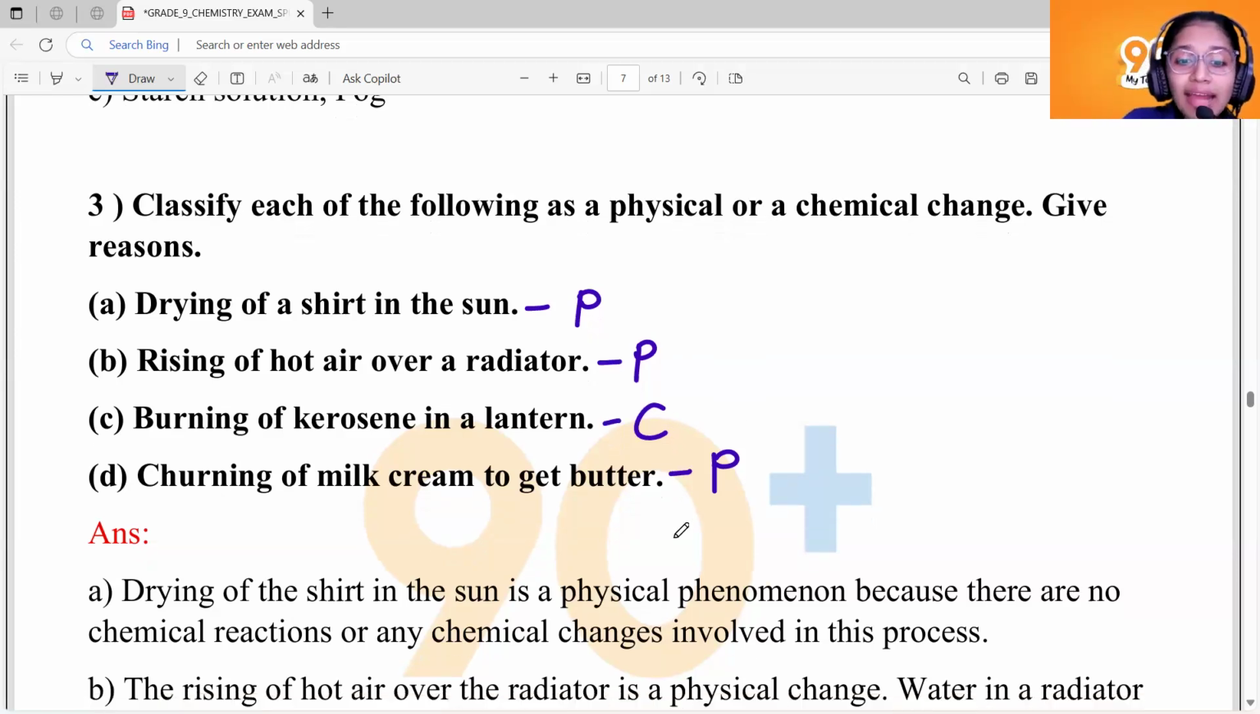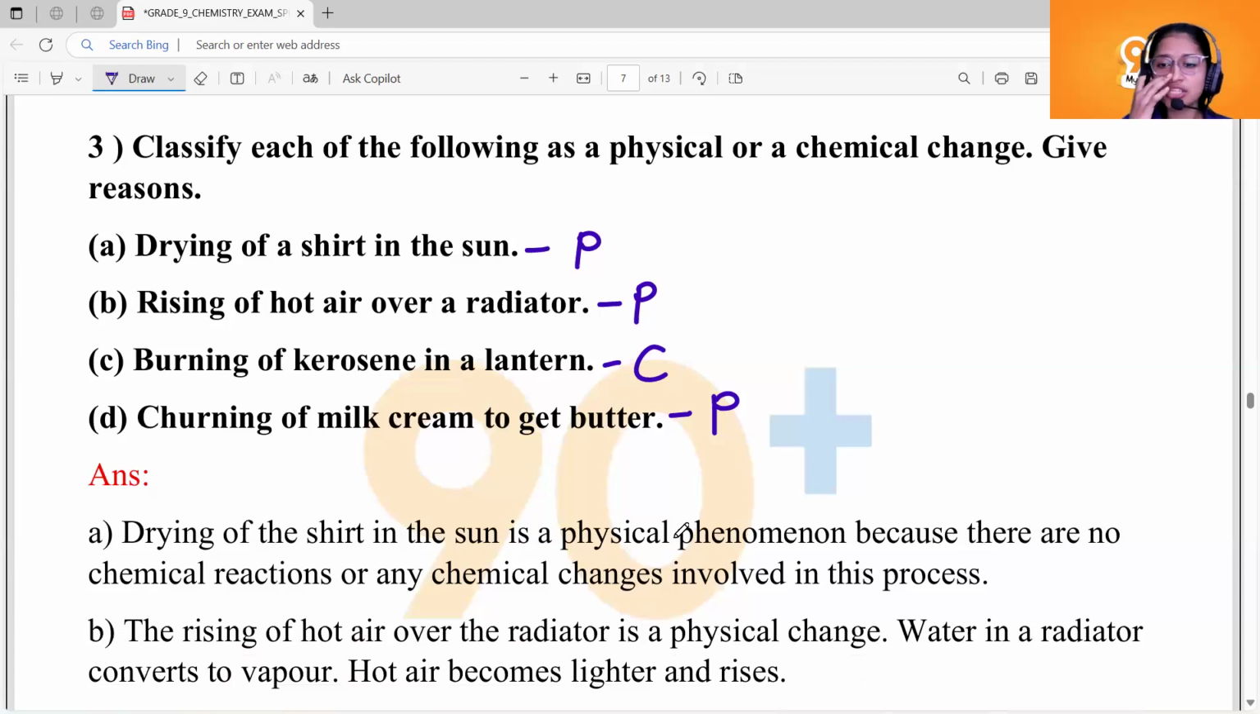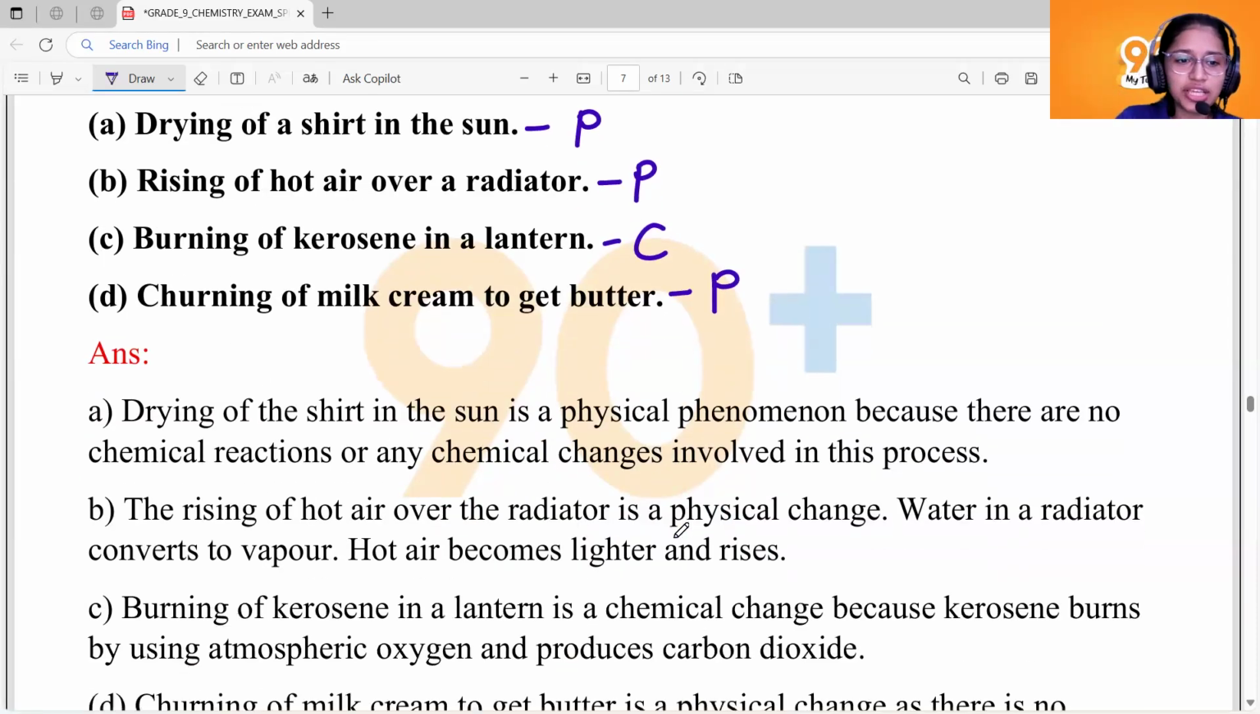The rising of hot air over the radiator is a physical change. Water in a radiator converts to vapor. Hot air becomes lighter and rises. It's not necessary that always water converts to vapor and this air rises. The heat evolving from the radiator will heat up the air in the surrounding, and this will cause the air in the surrounding to rise up. So that is again a physical change.